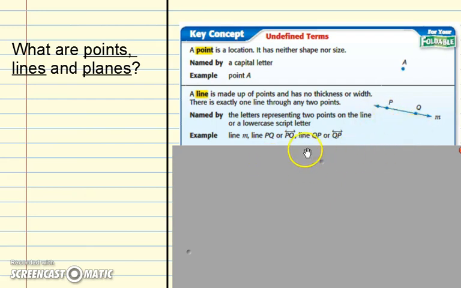We could call it line QP. So order doesn't matter on those. Also, we could just write PQ or QP with a line with arrows on both sides. Make sure it has arrows on both sides because a line does go on forever. And we'll talk about lines that don't go on forever later on.